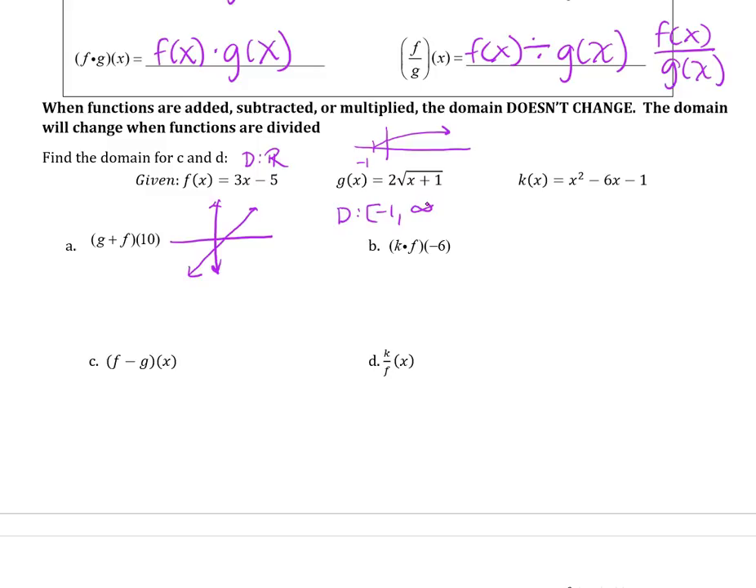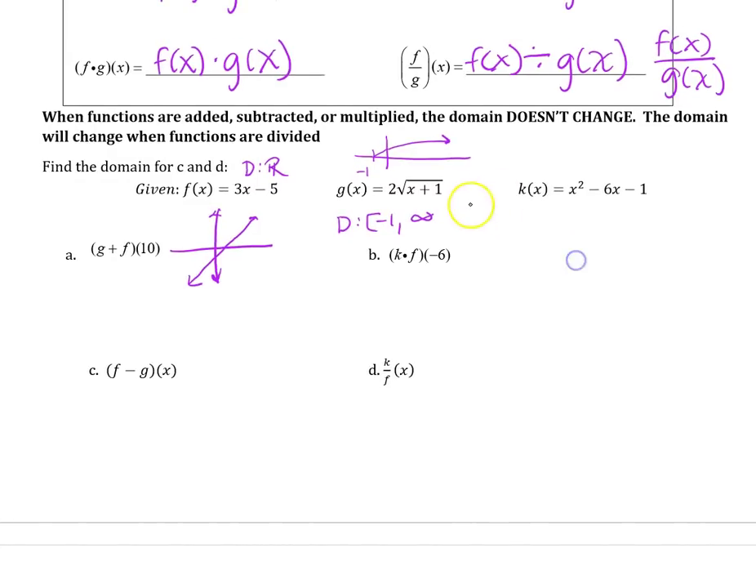And then, write this parenthesis. There we go. And then lastly, this is a parabola. Specifically, I don't know the vertex because I can't factor that, but I know it's a happy parabola. So it looks like that. And that means that the domain is all reals.